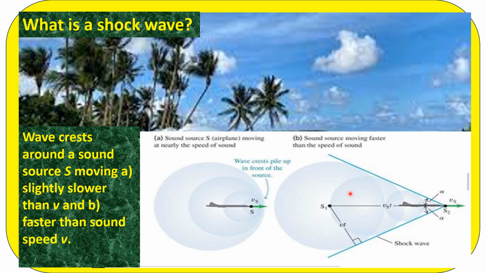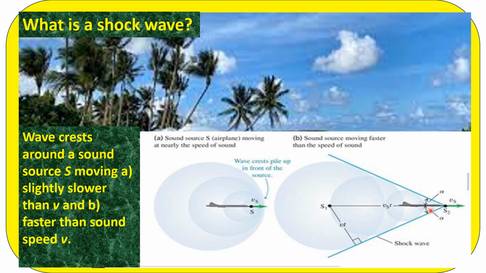A series of wave crests is emitted from the nose of the airplane. Each spreads out in a circle centered at the position of the airplane when it emitted the crest. After a time t, the crest emitted from point S has spread to a circle with radius Vt, and the airplane has moved a greater distance Vs times t to position S2.